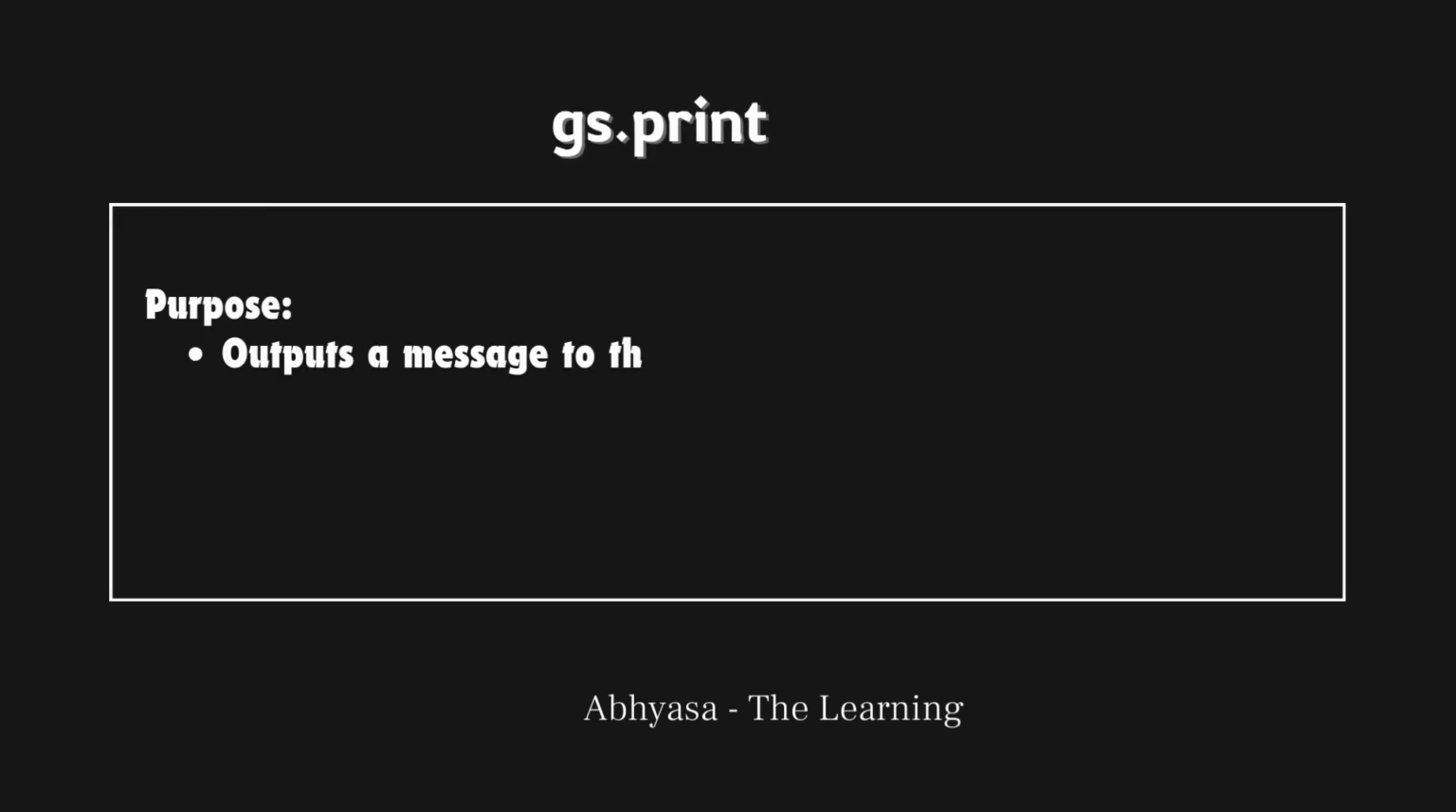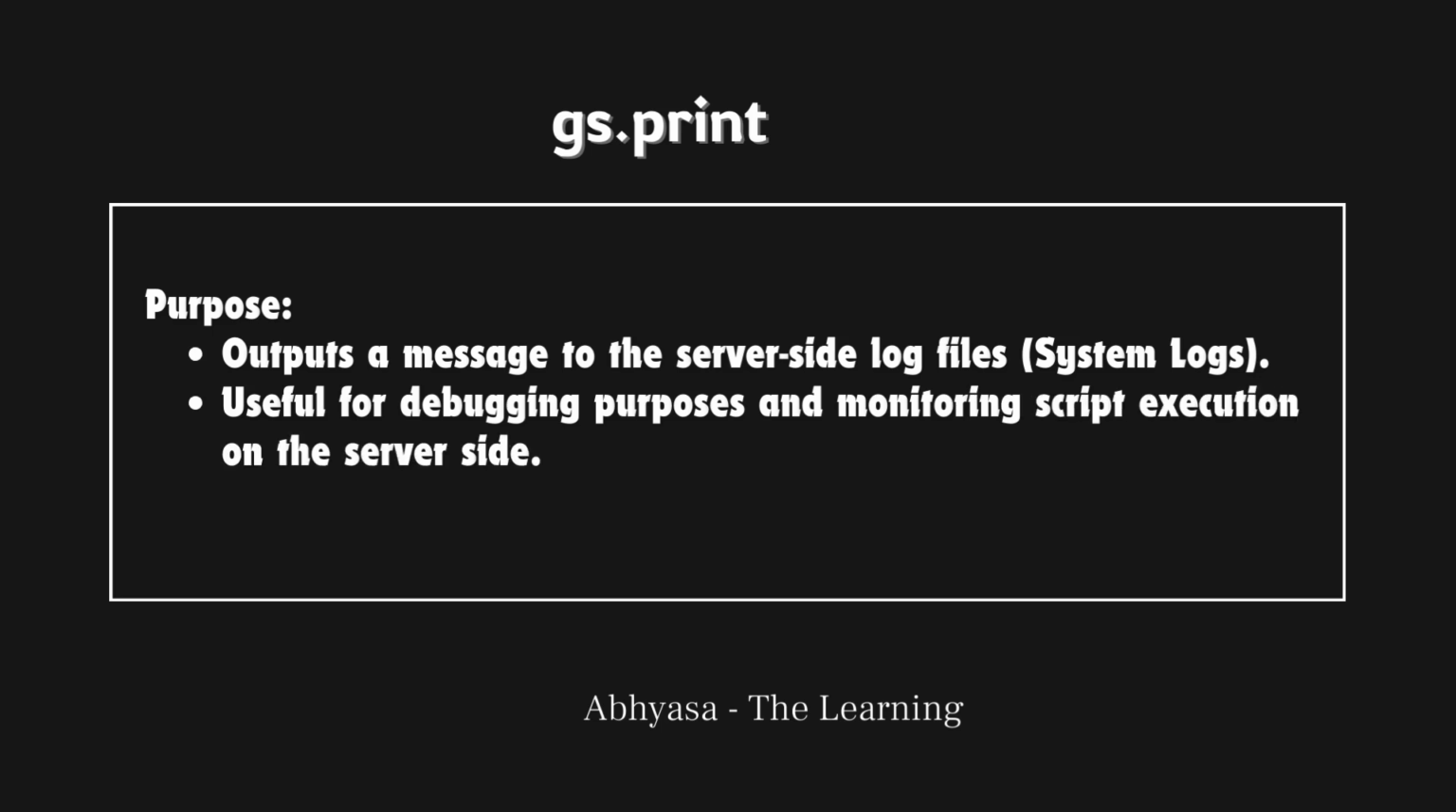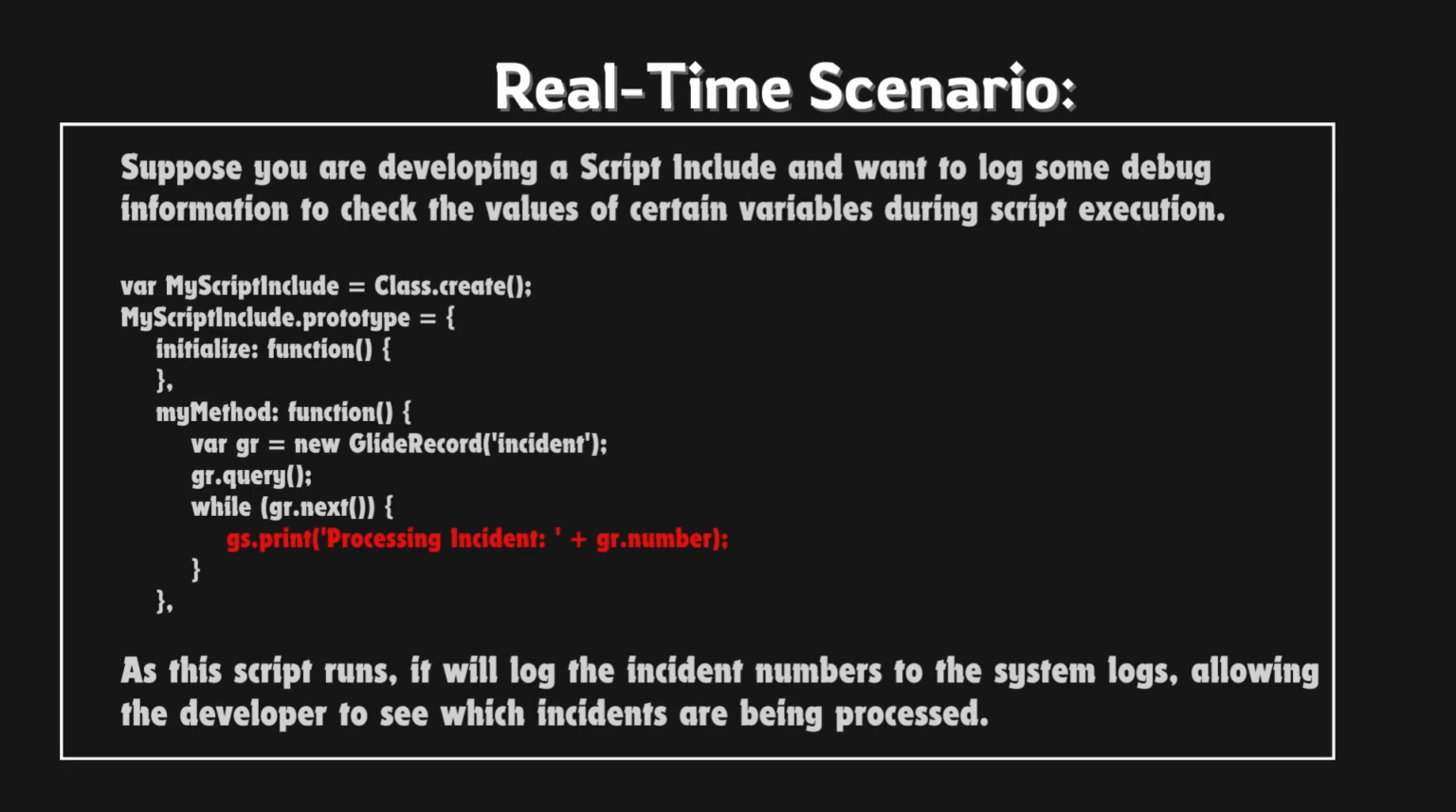gs.print. Purpose: outputs a message to the server-side log files, system logs. Useful for debugging purposes and monitoring script execution on the server side. Real-time scenario: suppose you are developing a script include and want to log some debug information to check the values of certain variables during script execution.